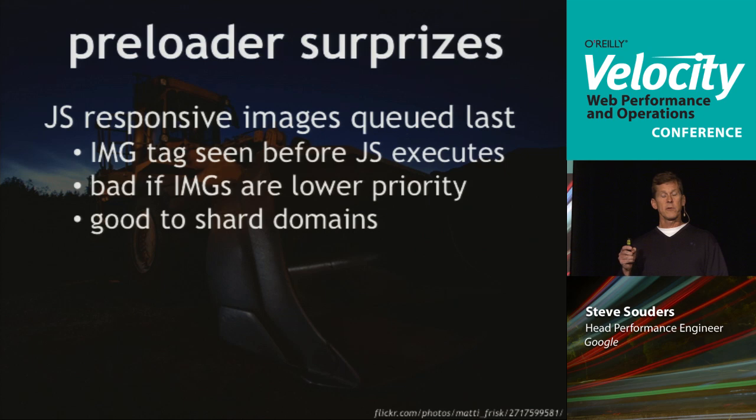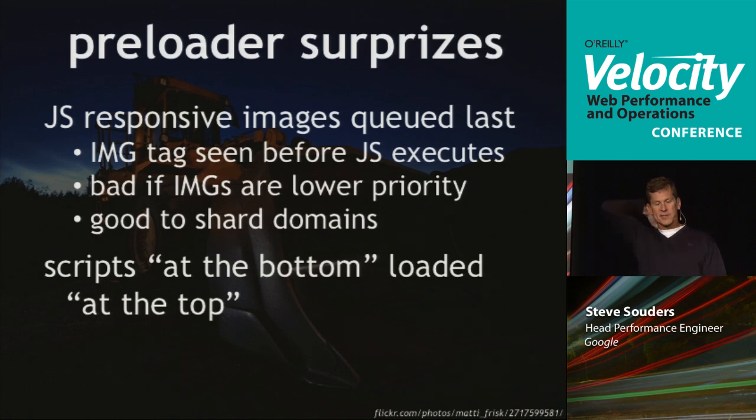It's good if you're using responsive images to do sharding. That way, at least, if these IMG images got queued up, they would be on domain 1, and your JavaScript images would be on a separate domain. So at least they wouldn't be below these IMG images that might be a lower priority. But this is another one that I see happening a lot that I want to talk about.